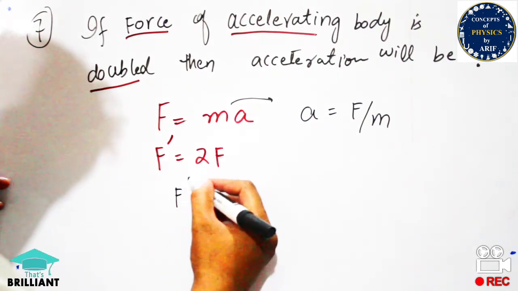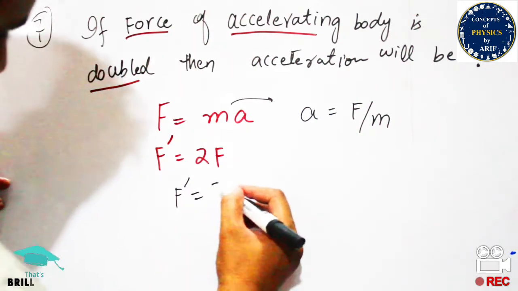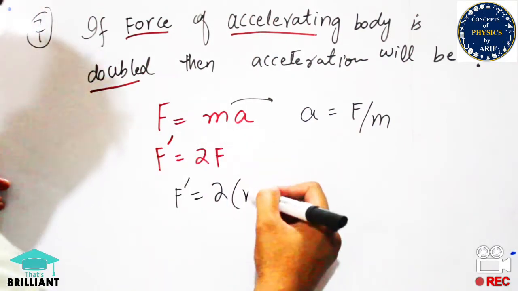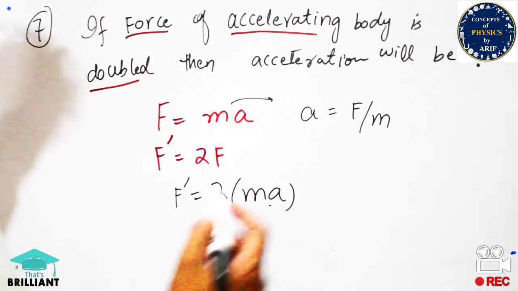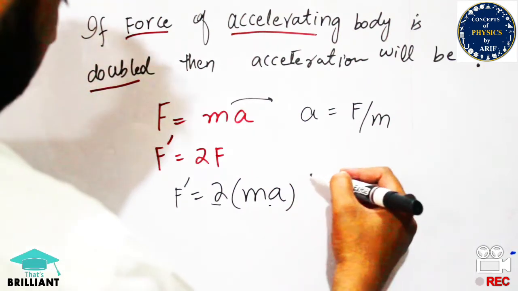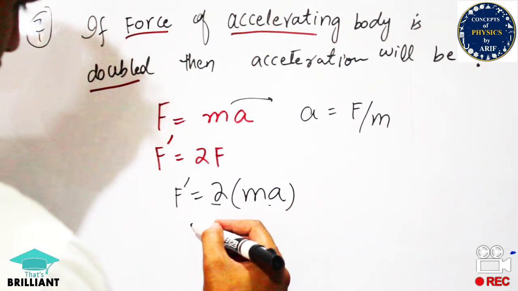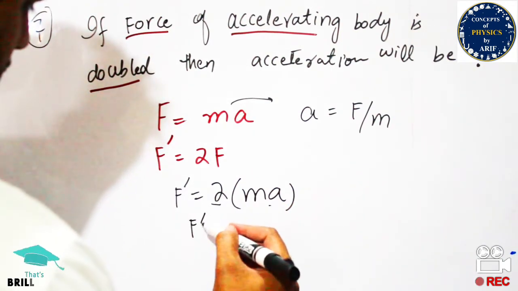So F prime becomes 2F, or 2 into ma. So acceleration is going to be double in this expression, and you can put that if force is doubled, then acceleration will double. So this is the final answer: you can put the answer double in the final expression.